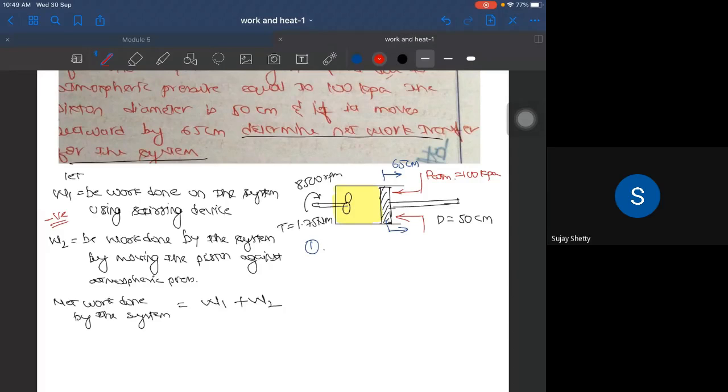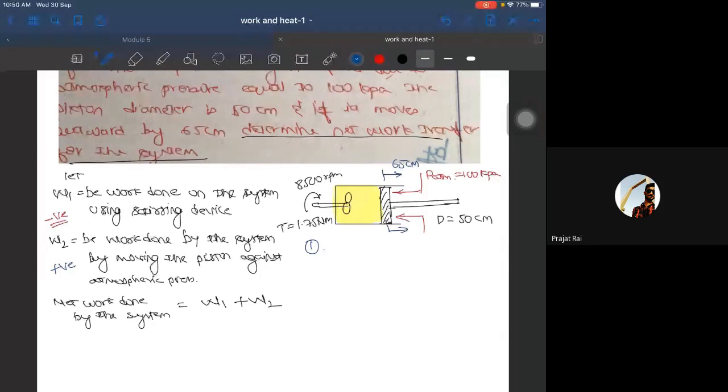Prajat, try. Yes, sir. So, which one is positive and which one is negative and why? Work 2 is positive and work 1 is negative, sir. Why? Negative because work is done on the system. Work is done on the system, that's why it is negative. Work is done by the system, that's why it is positive. Yes, sir. Very good, Prashant.